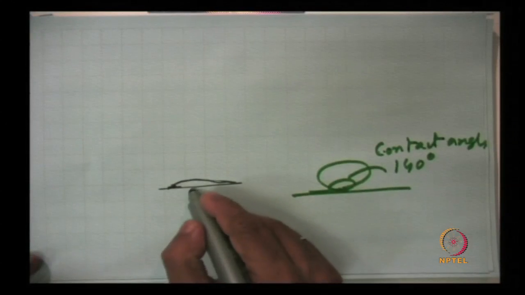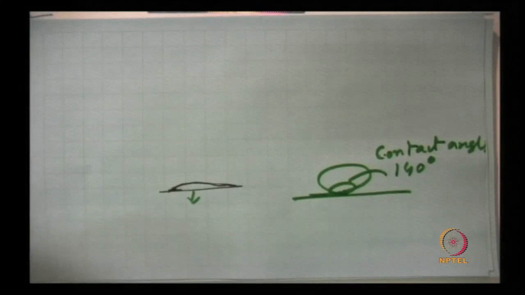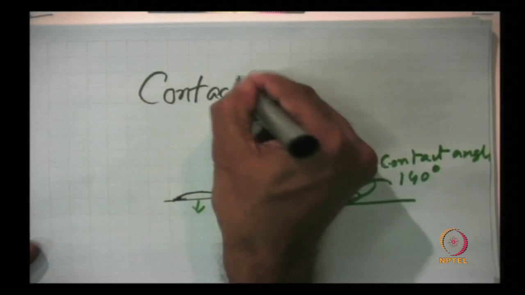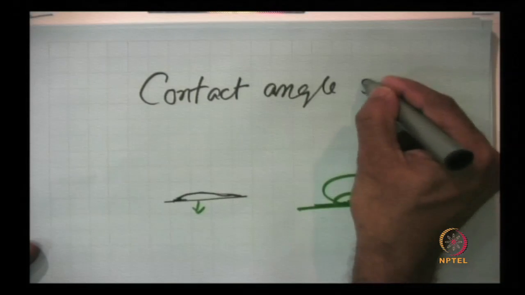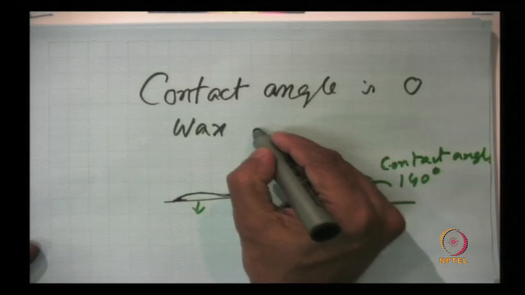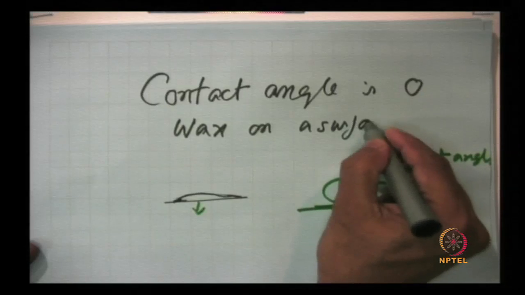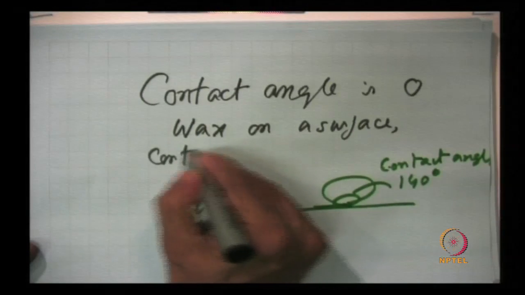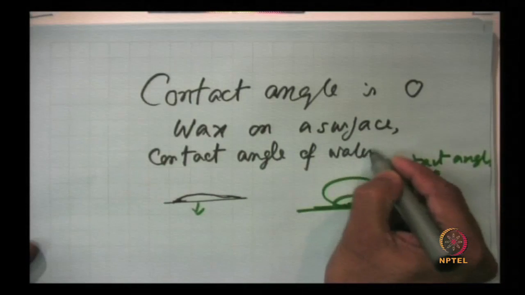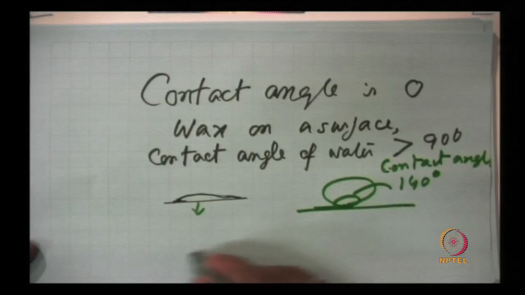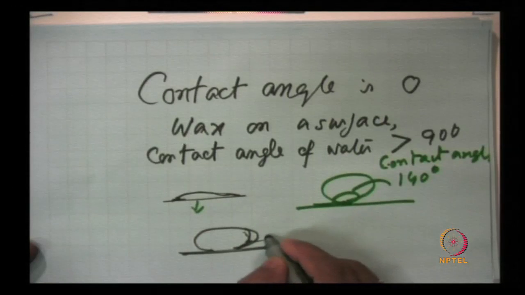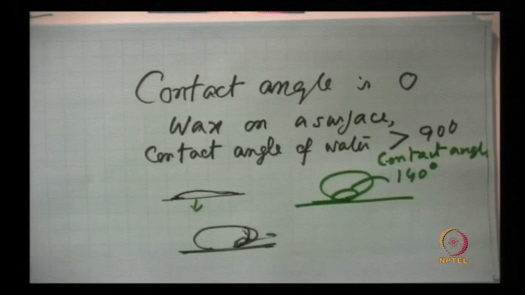Now, the contact angle of water with most surfaces is 0. But if the surface changes, let us say a waxy surface, with wax on the surface, the contact angle of water changes and becomes greater than 90 degrees. So, therefore, on a waxy surface you find that water is possibly not spreading easily. It is forming some sort of a bubble, like mercury does in glass.